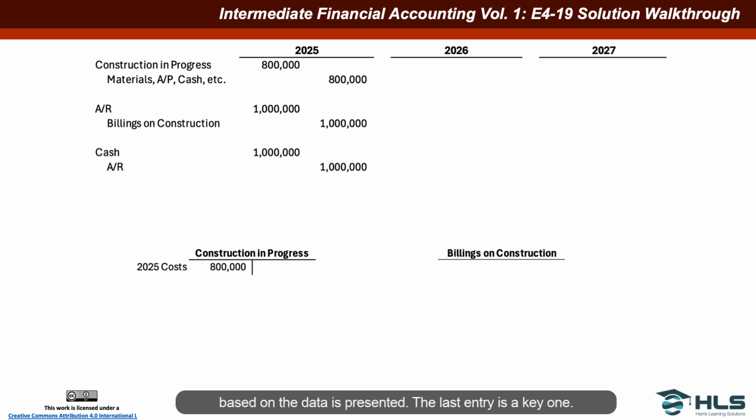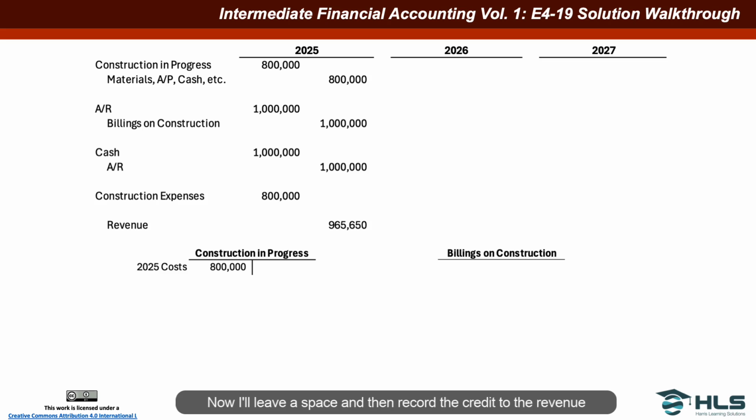This is all based on the data as presented. The last entry is a key one. So here we'll record the construction expenses of $800,000. This is an expense account, whereas the $800,000 in the first entry is a construction in progress account, which is actually an asset account. So we debit construction expenses for $800,000.